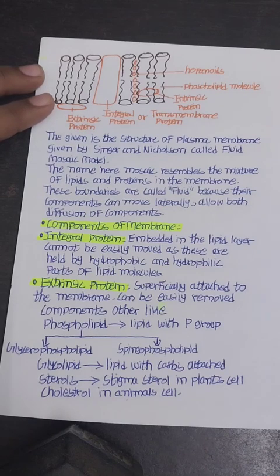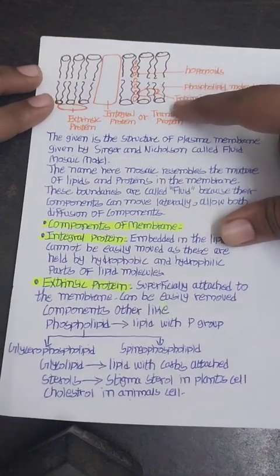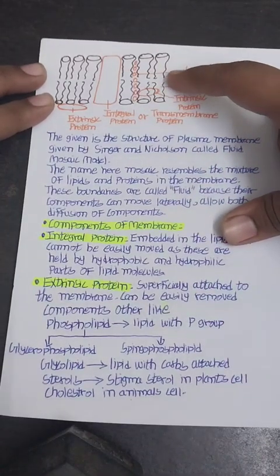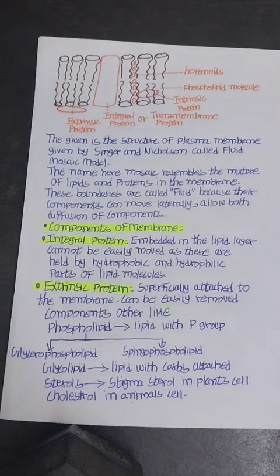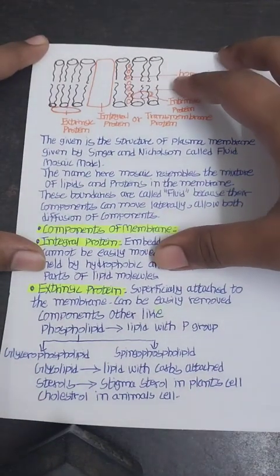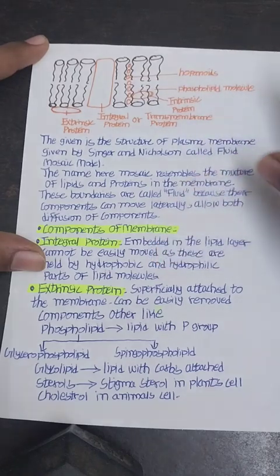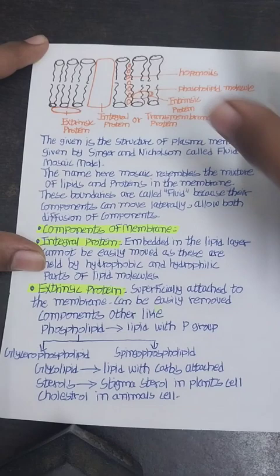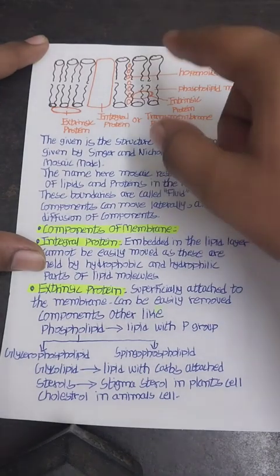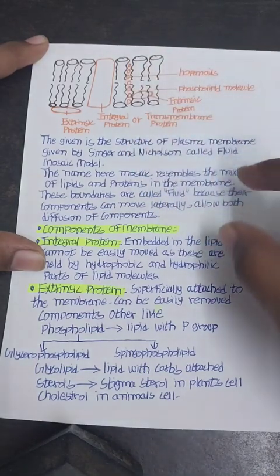The name mosaic resembles the mixture of lipids and proteins in the membrane. The membrane is called fluid because its components can move laterally, allowing diffusion of components. So this is basically the structure of a plasma membrane given by the fluid mosaic model. Here these are the phospholipids, a lipid bilayer. In between there are hopanoids.